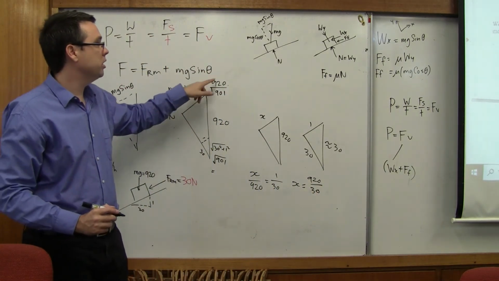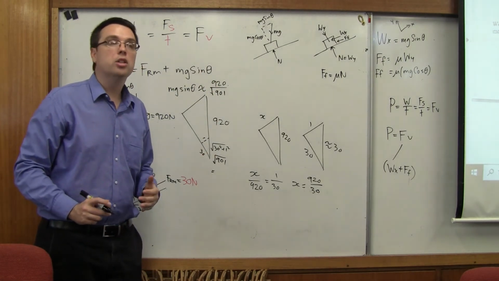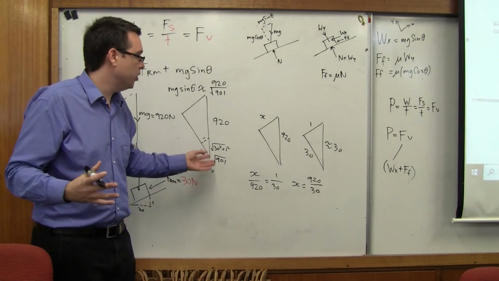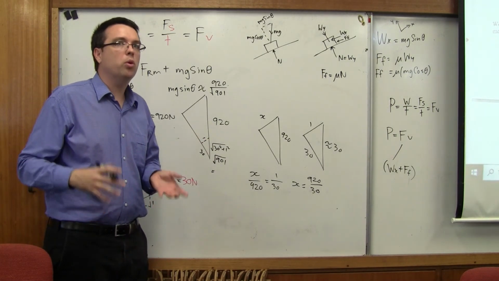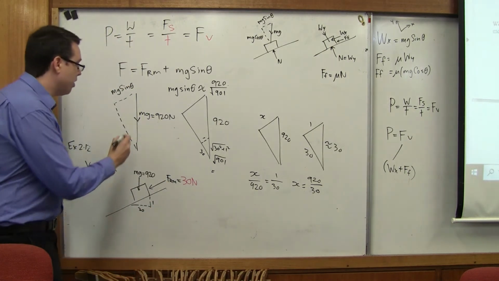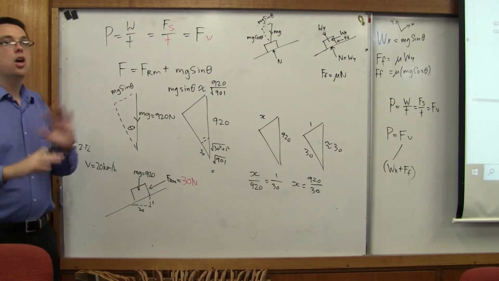mg sine theta is equal to 900 divided by a number that's pretty much 30. If you wonder, I don't understand how we're dividing by 30, it doesn't make sense, it's because it's so close to 30 that we're allowed to use 30. But if you want, you're allowed to do the trigonometry. You can find what sine theta is, and then use mg sine theta, whatever you want.